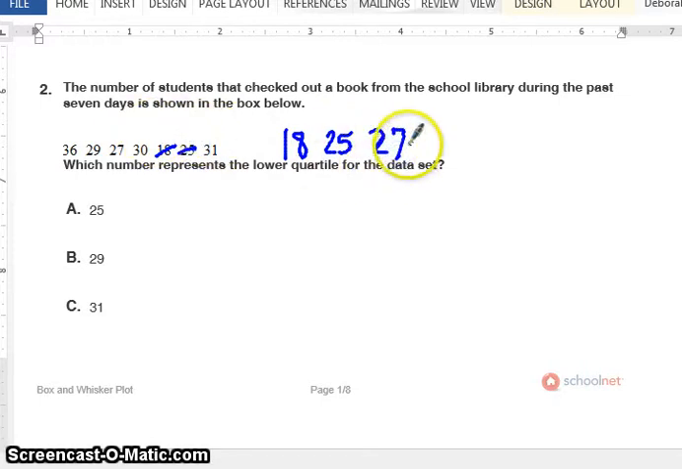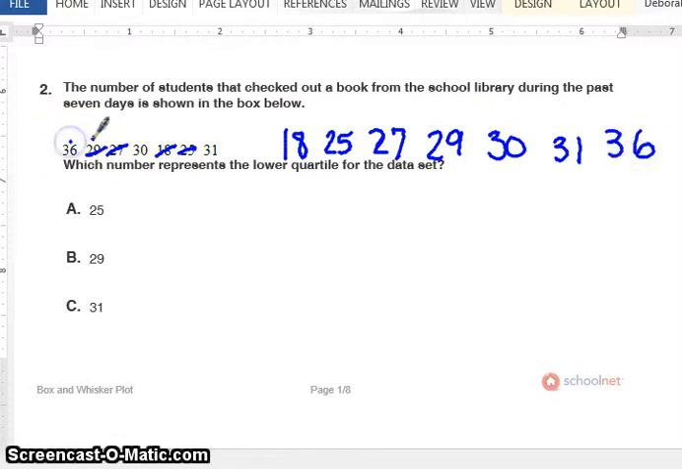and then 29. Then I see 30, 31, 36. So I should have 1, 2, 3, 4, 5, 6, 7. Okay, I've got 7 numbers, so I should be good.